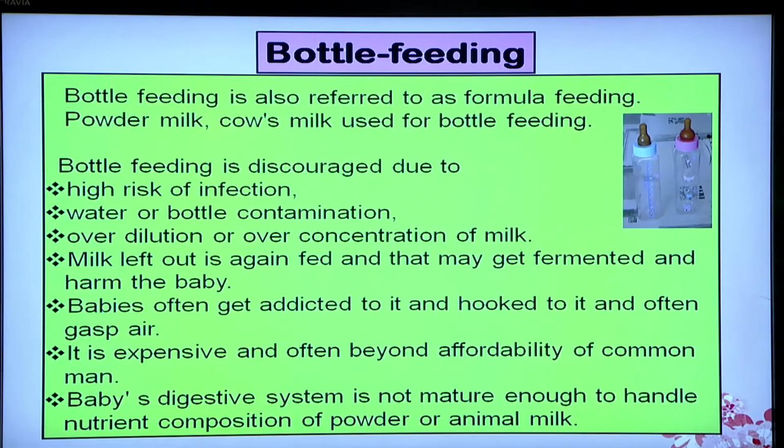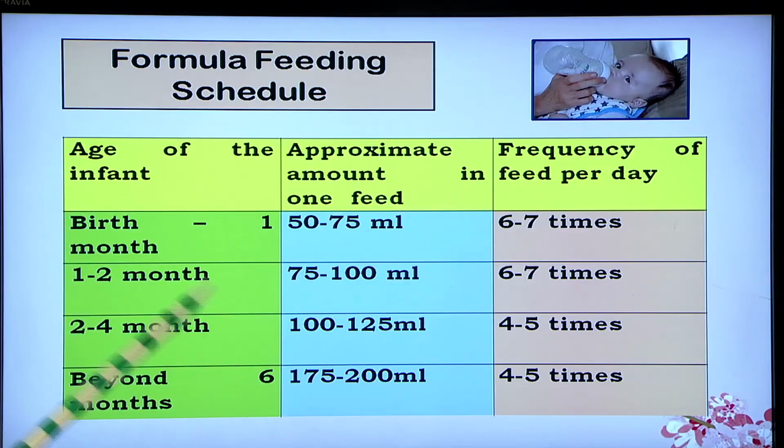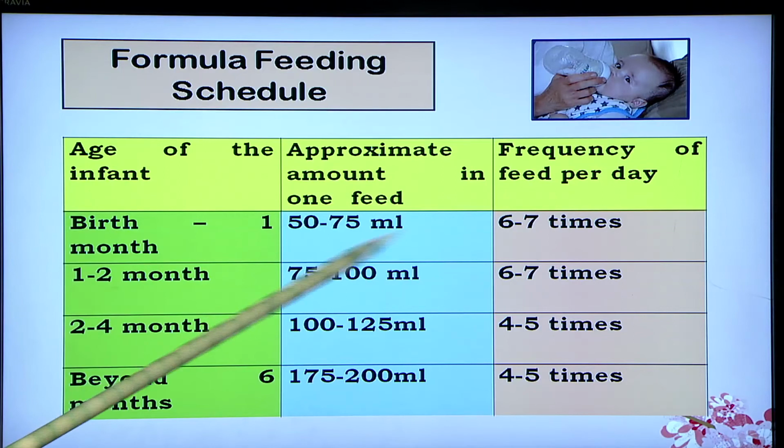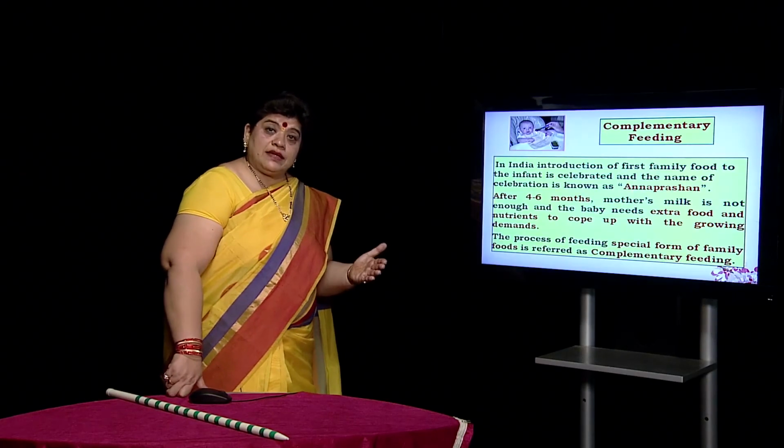Here you can see the schedule for formula feeding. At birth, one has to give 6 to 7 times. At the age of 1 to 2 months, the baby has to be given 6 to 7 times, but the volume has increased, and from 2 to 4 months, 4 to 5 times during the day. Beyond 6 months of age, he or she has to be given 4 to 5 times a day and 175 to 200 ml.